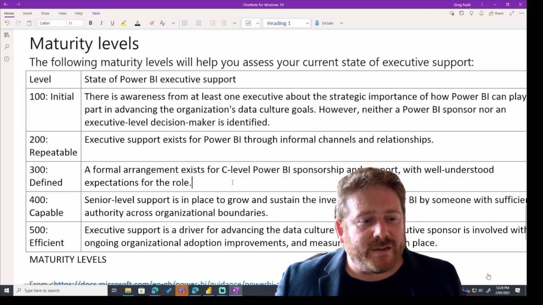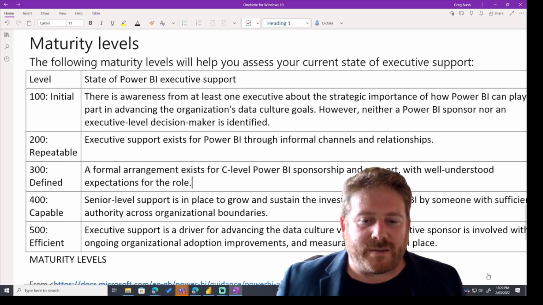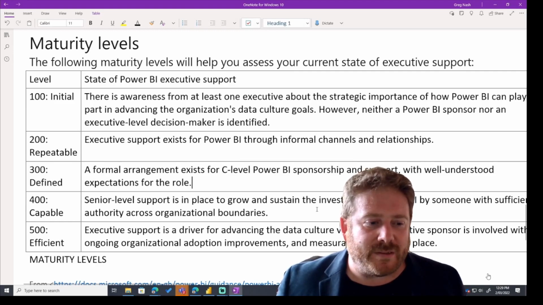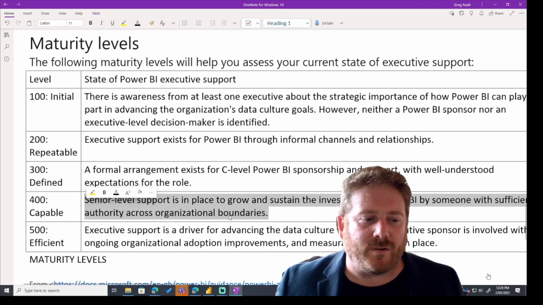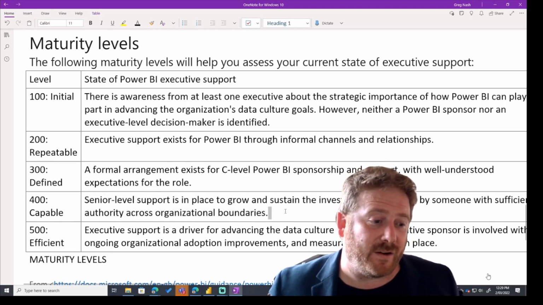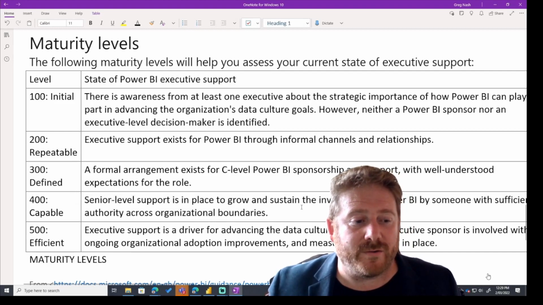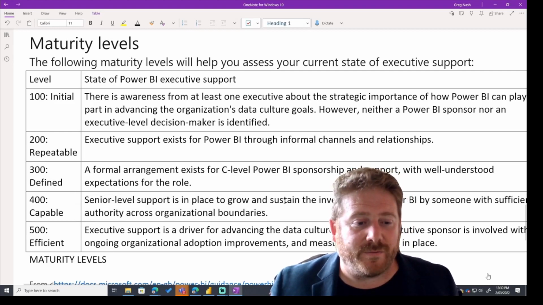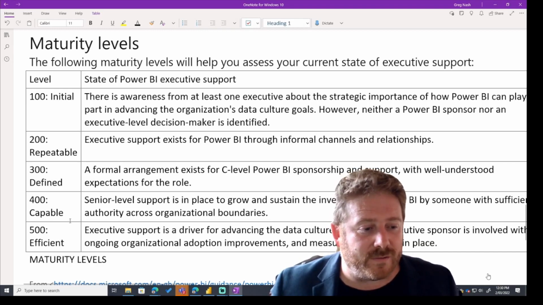Level 400, senior level support is in place to grow and sustain investment in Power BI by someone with sufficient authority across organizational boundaries. So you're in quite a good position there if you've got that kind of thing going on in your organization.